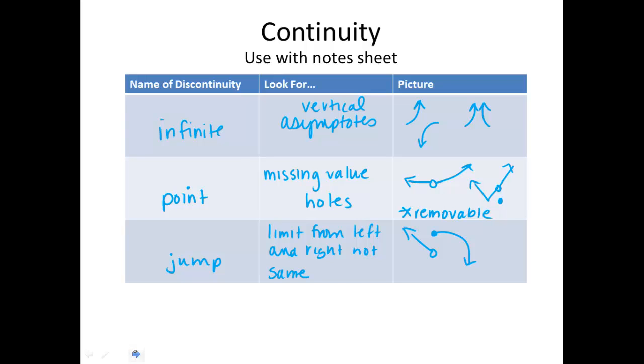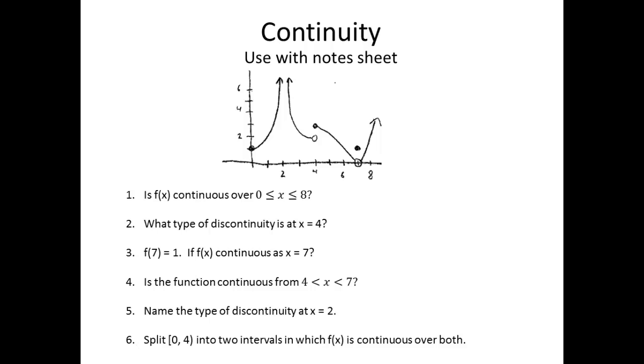All right, let's take a look at an example. You've got this picture, and then we've got 6 questions to talk about this picture. Is f of x continuous over this closed interval from 0 to 8? Another way to write that interval is with square brackets on both of them, and that says all the way from 0 to 8. I'm going to start here at x equals 0 and go all the way to x equals 8. Do I ever have to lift up my finger in order to cross over as I move through these? The truth is, it is not continuous.